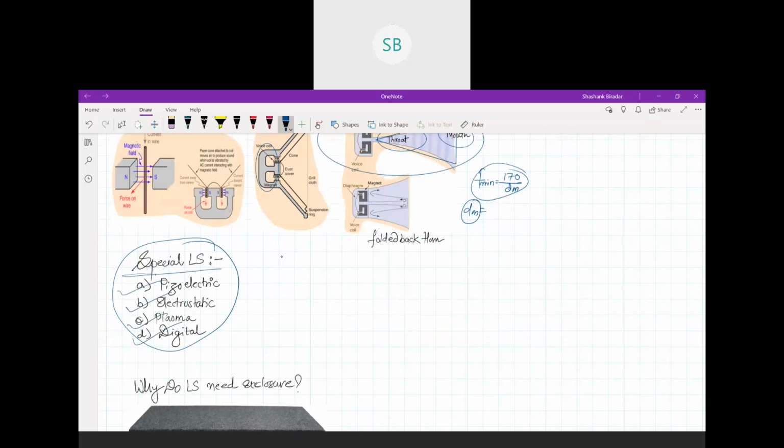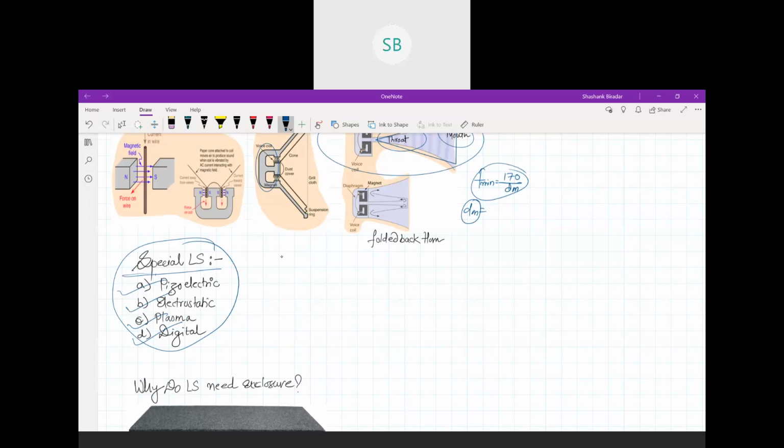Here also you need to consider some of the parameters for the comparison of loudspeakers, like principle of operation. So what is the principle of operation for all loudspeakers? When a current carrying conductor is placed in a magnetic field, it experiences a force, and this is the common principle used in all types of loudspeakers. I'll again repeat the principle of operation of the loudspeaker: when a current carrying conductor is placed in a magnetic field, it experiences a force.